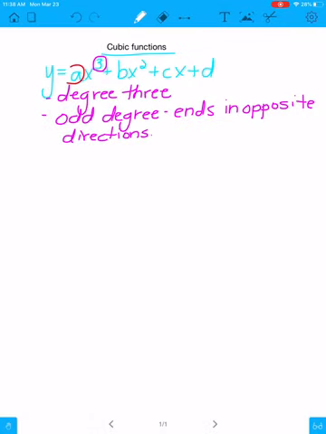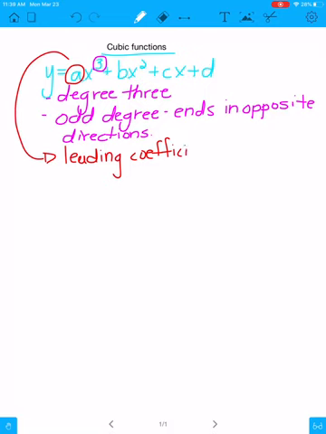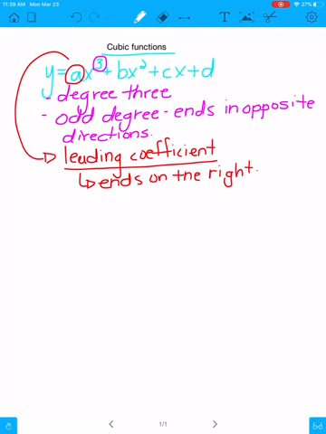Then we have our leading coefficient. Our leading coefficient tells us how it ends on the right. That has not changed, which is really nice because it's staying consistent no matter if it's degree 1, degree 2, or degree 3, right?